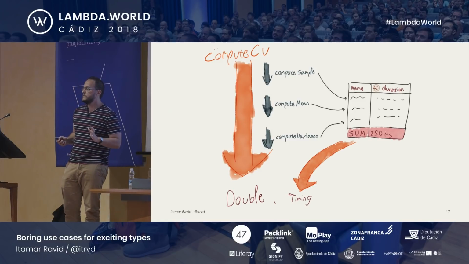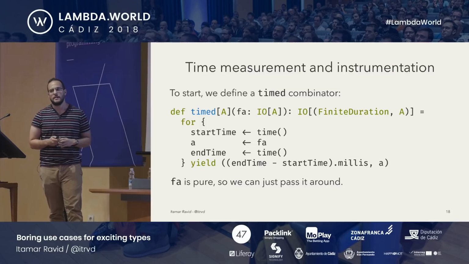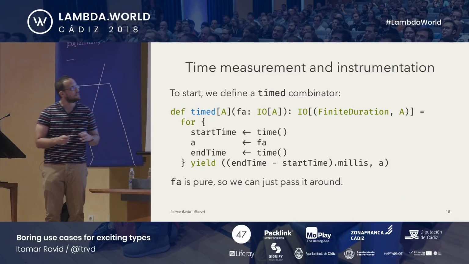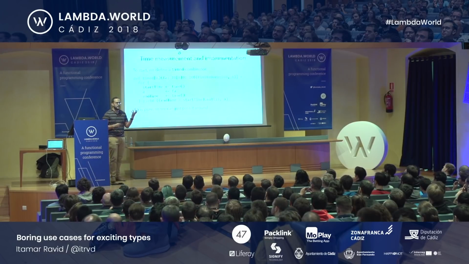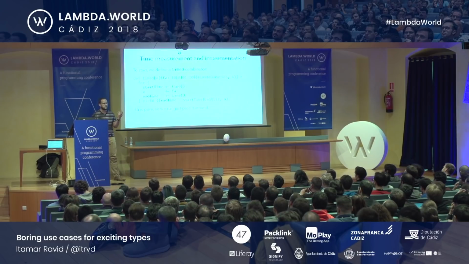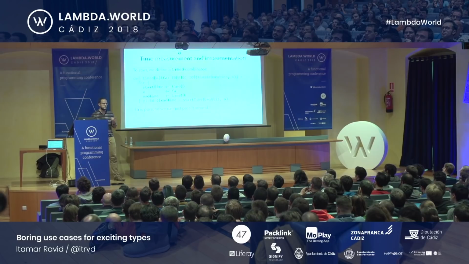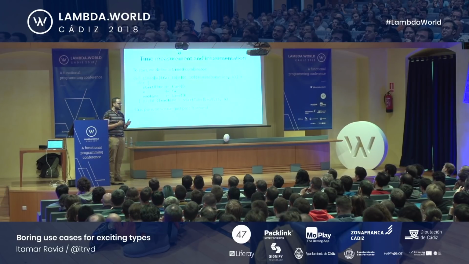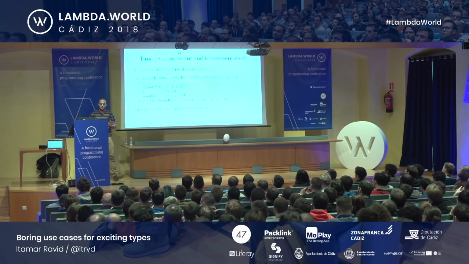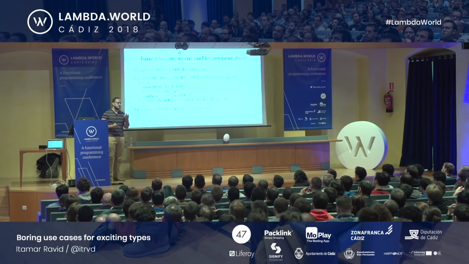So to start building this out, we can define a timed combinator. What this does is it takes an IO program that emits an A, the F[A], and it decorates it with timing calls. So we get back an IO program that emits a finite duration and an A. And this is only possible because F[A] is pure. This is just a value describing a program that when run will emit an A. So we can just pass it around.